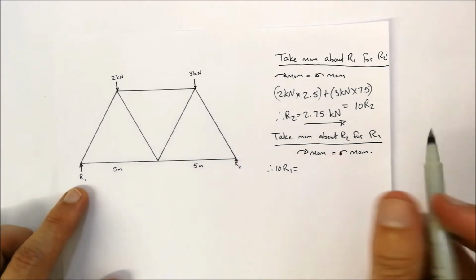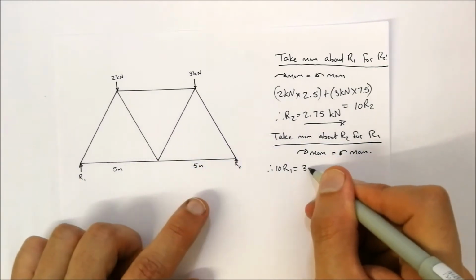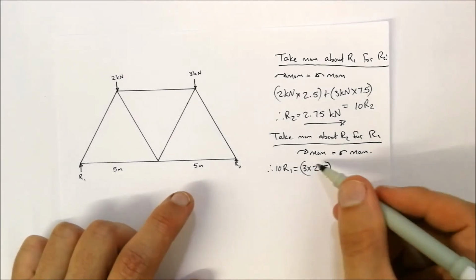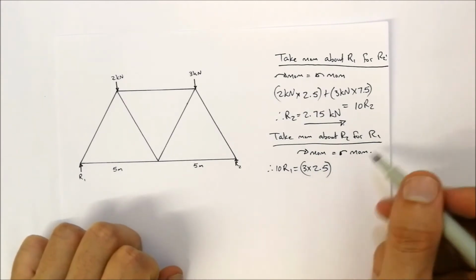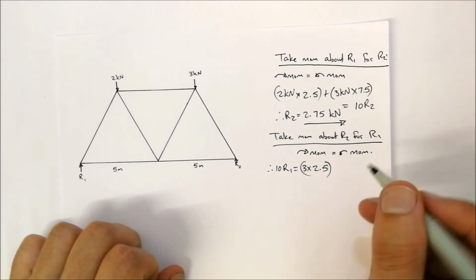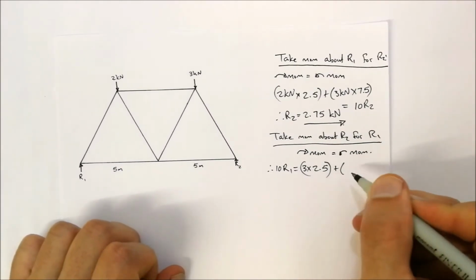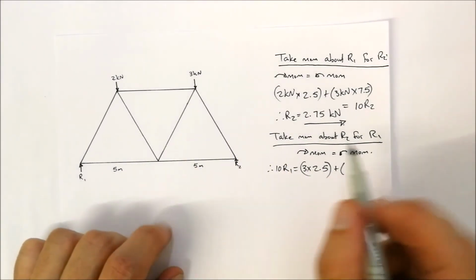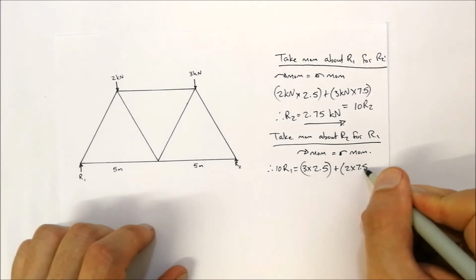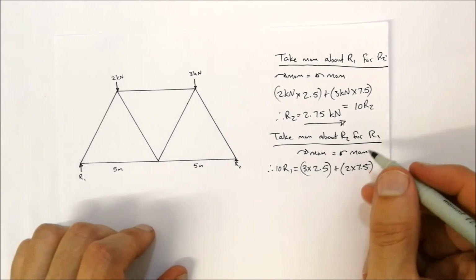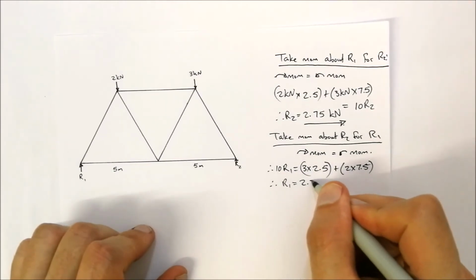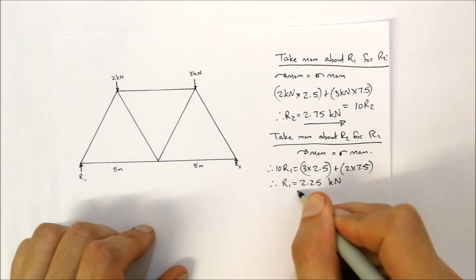That's again the 3 and the 2. So that would be 3 times 2.5 meters. You'll notice I'm not putting kilonewtons over there because all our forces are in kilonewtons, and in my final values I will put the units in as kilonewtons. Plus the 2, and that's also 7.5 meters away. And if we then calculate what R1 is, R1 will be equal to 2.25 kilonewtons.